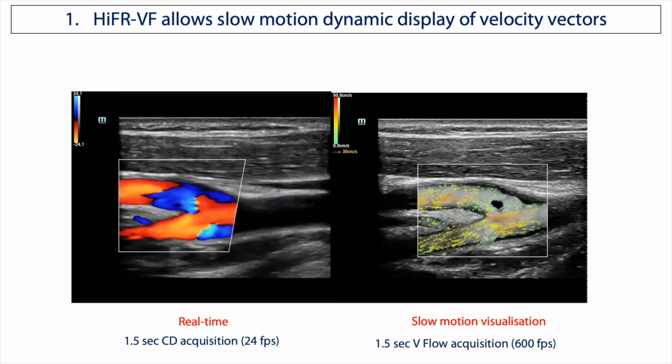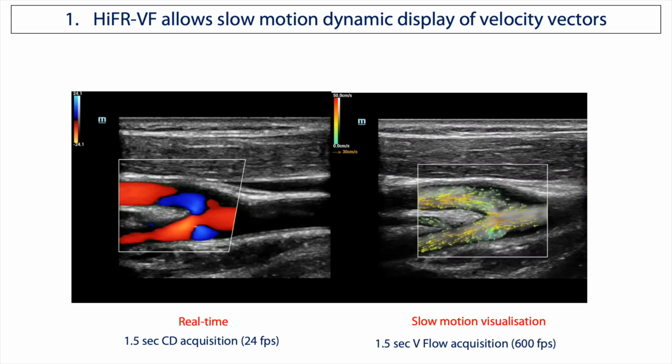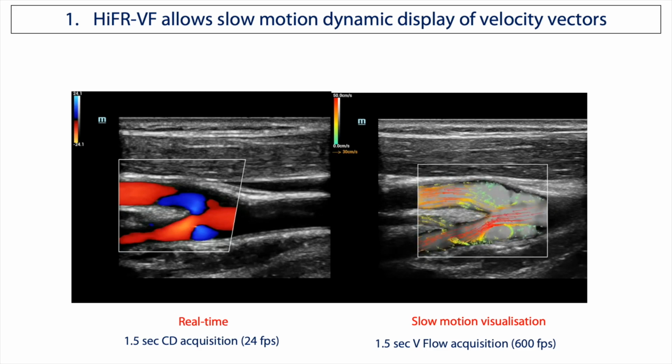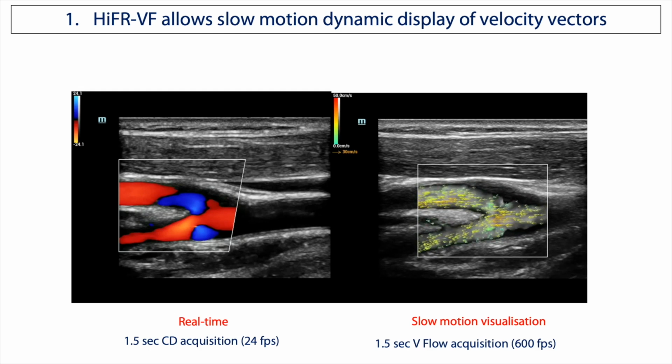On the left side, we see what color Doppler shows on the screen after the 1.5 seconds flow interrogation. On the right, you see what really happens in those 1.5 seconds as shown by VFlow. We are able to identify flow streamlines, layers separation at the level of a flow divider, and layers detachment from the wall with vortices and counter eddies in the carotid sinus.